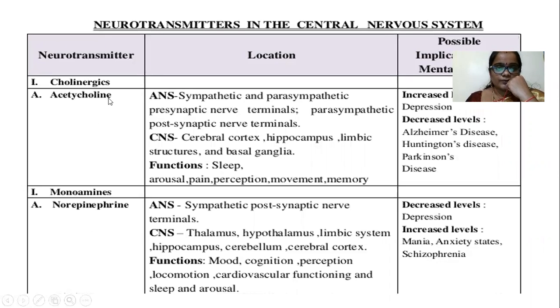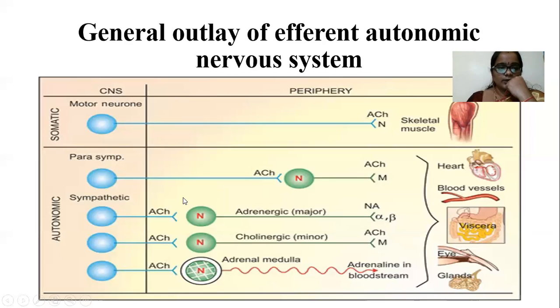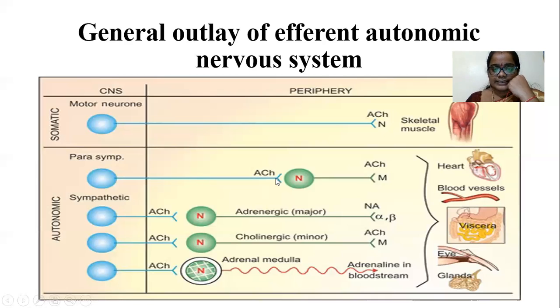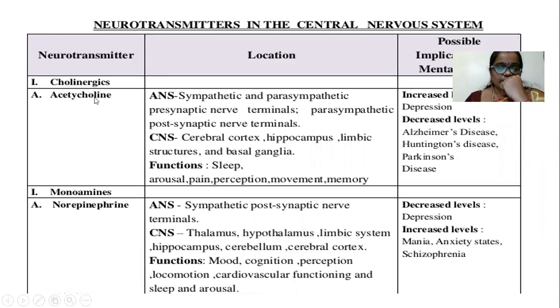What is the location of acetylcholine? See this figure. Acetylcholine is located in the parasympathetic preganglionic neuron, the parasympathetic postganglionic neuron, and sympathetic preganglionic neurons. That is, sympathetic and parasympathetic presynaptic nerve terminals, and parasympathetic postsynaptic nerve terminals. So this is the location. Now, acetylcholine location in the CNS.